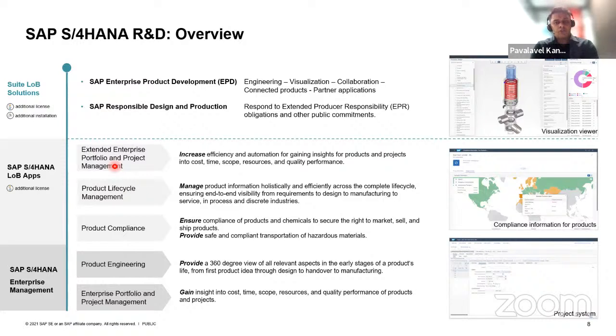Coming to product compliance. When we say products here with relation to compliance, it relates to the chemicals and hazardous materials which are required to be tracked as part of your R&D process. These are covered as part of product compliance in LOB applications. Then over this, we have the suite LOB solutions, which I mentioned would require an additional license and additional installation. You have the enterprise product development, and you have the responsible design and production. These are mostly for matured R&D industries to utilize this solution for their entire R&D operations.